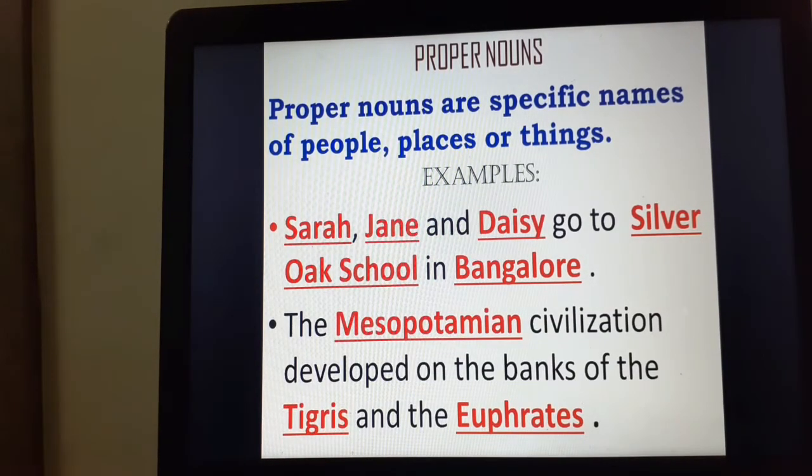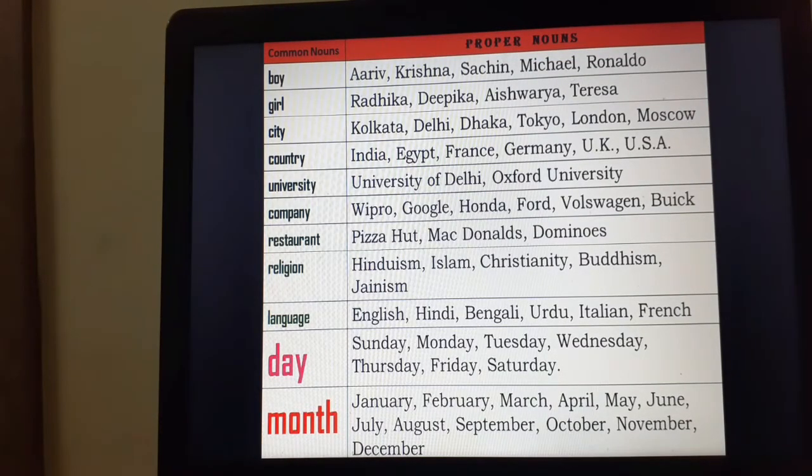The Mesopotamian civilization developed on the banks of the Tigris and the Euphrates. Tigris and the Euphrates are the names of two rivers. Always remember that proper nouns begin with capital letters. A common noun is basically a general noun, and a proper noun is a name given to a specific individual.